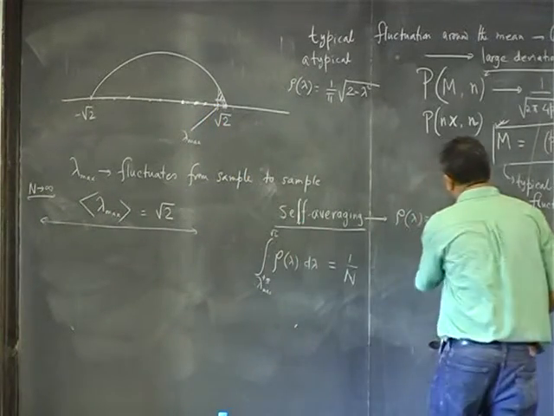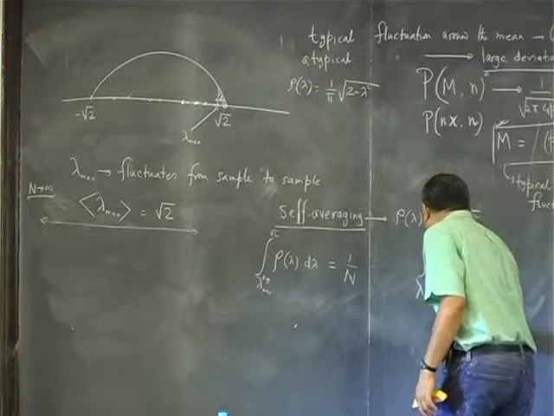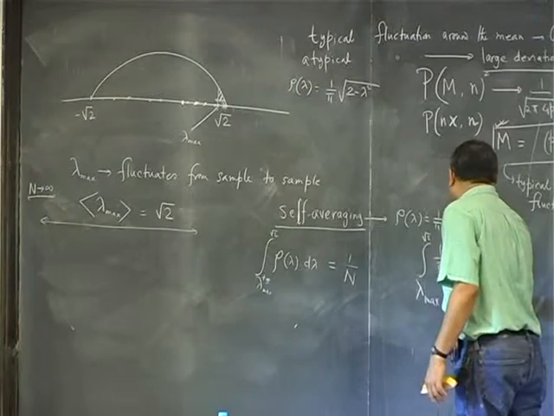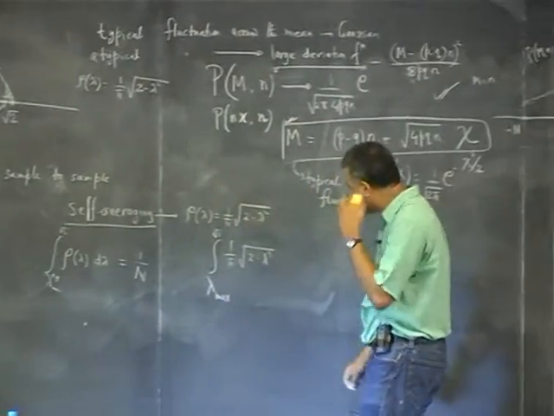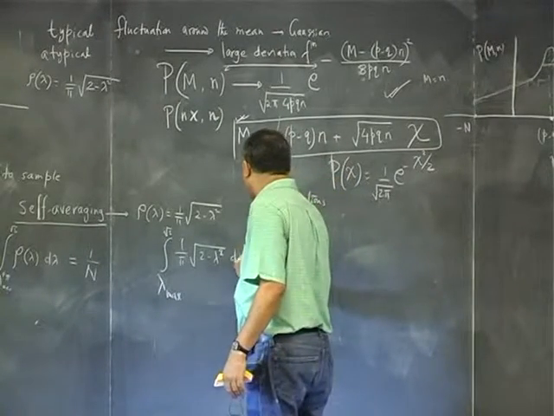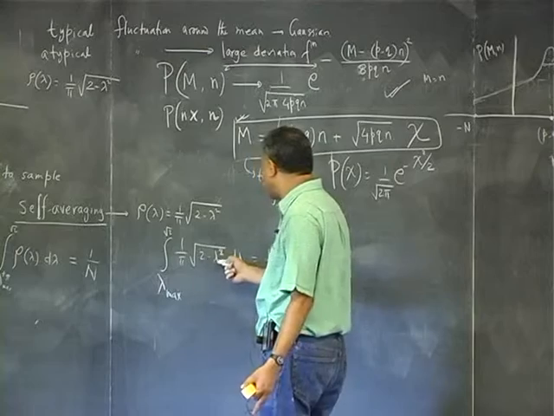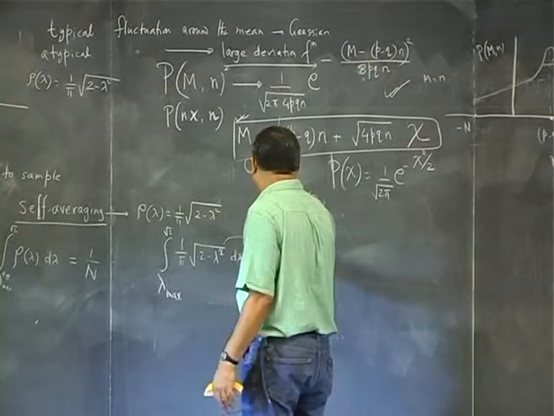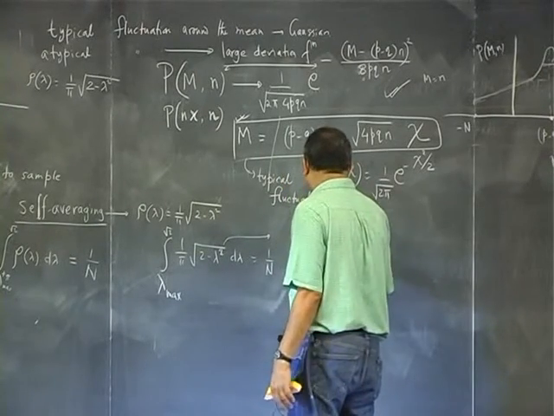So now I substitute this here. Lambda max I just denote by the typical value, and the integral of root 2, 1 over pi, square root of 2 minus lambda squared. Lambda max is very close to root 2, so here you can take lambda to be very close to root 2. Basically, when you integrate this, you see that this will be roughly root 2 minus lambda max, up to some factor.